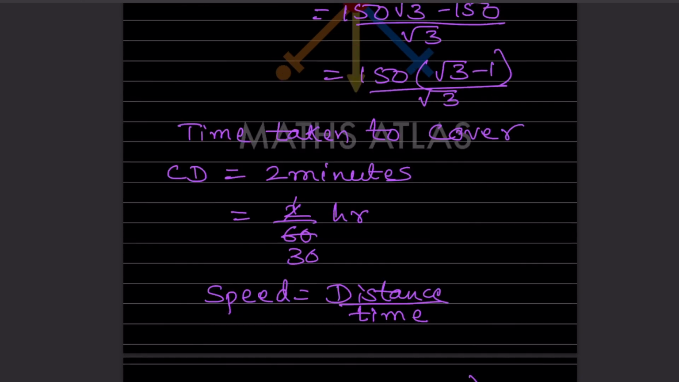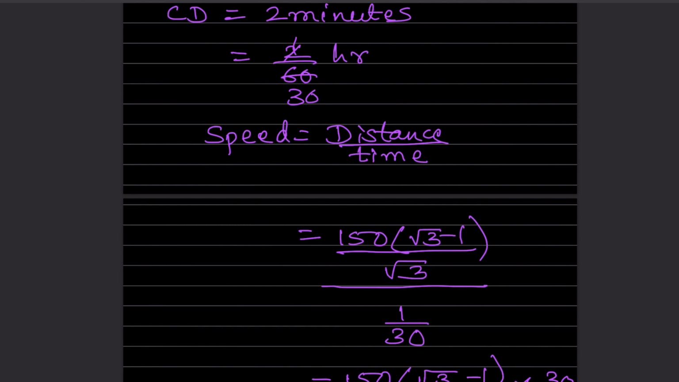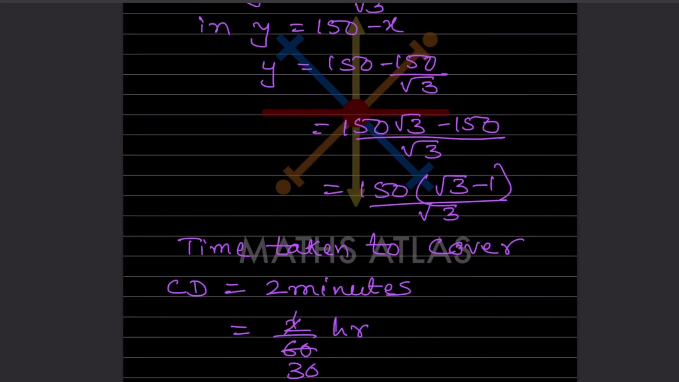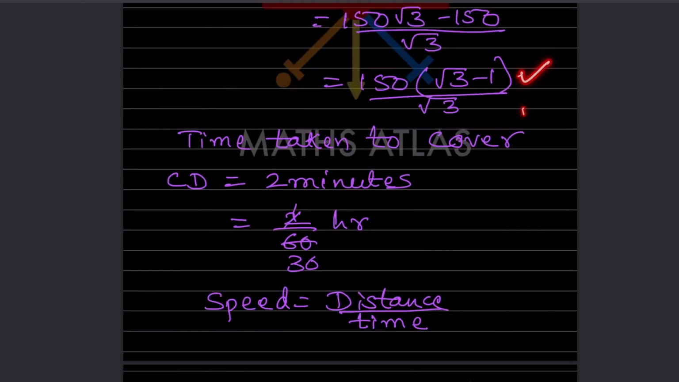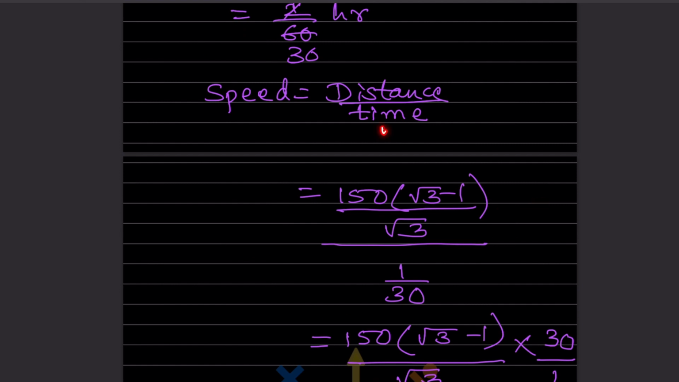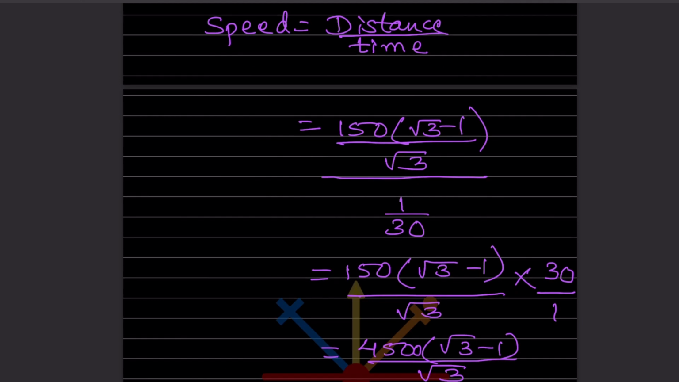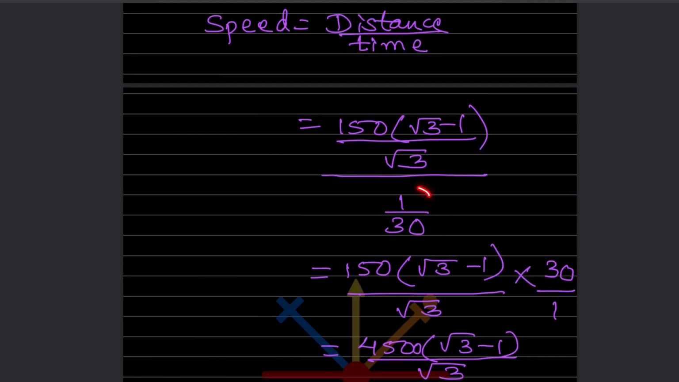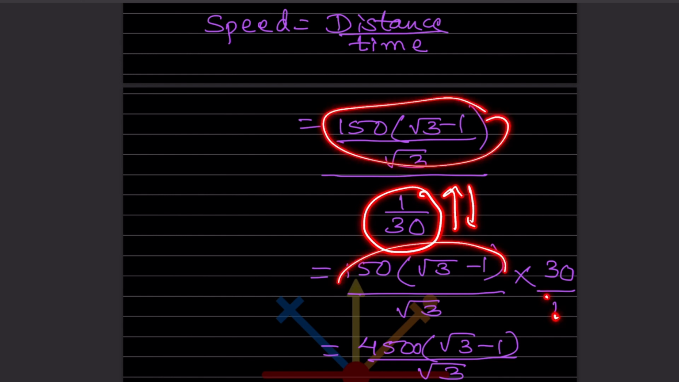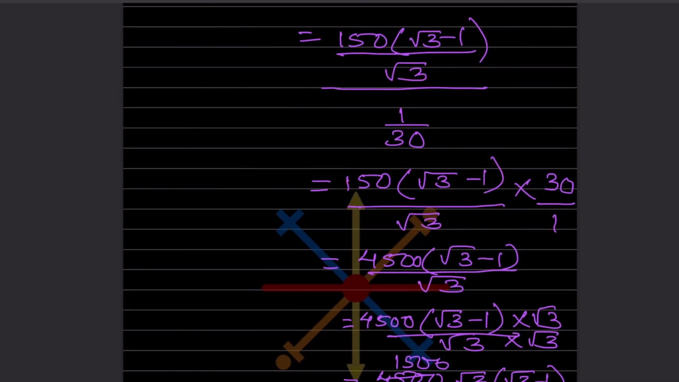Speed is distance by time. Now you already got the distance, this 150 root 3 minus 1 by root 3, which you put over here, and the time you already got, that is 1 by 30. Now this is in the denominator, so it is going to flip over, that is 30 by 1. The numerator stays the same. Now when you multiply, that is going to be 4500, and root 3 in the denominator.